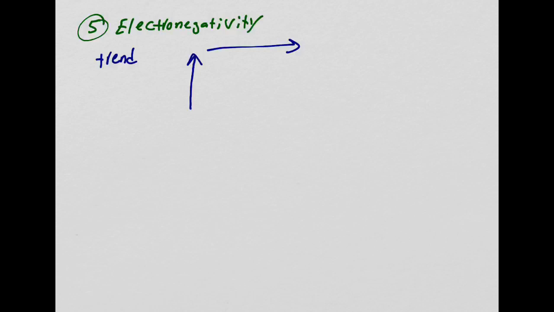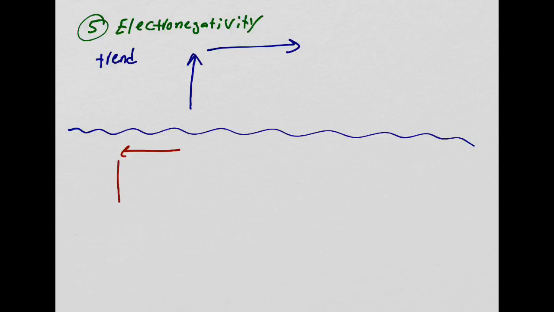Now, I want to summarize everything. The trend for size was this. And the trend for everything else was the opposite of that. For ionization energy, electronegativity, and electron affinity, it is the opposite trend, and we explained why that is. Okay, are you ready to do a practice problem? Let's do a practice problem to make sure you get this down.